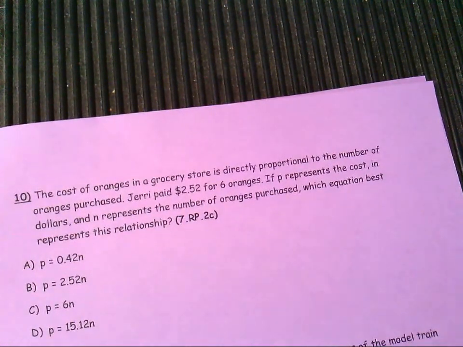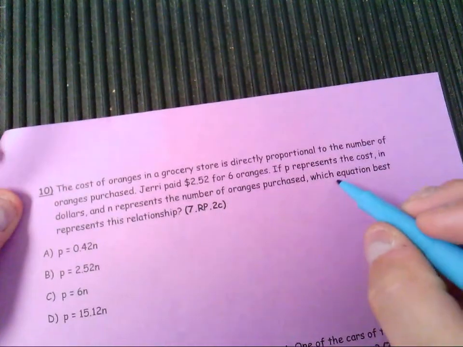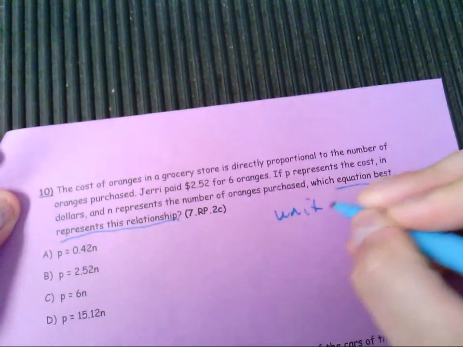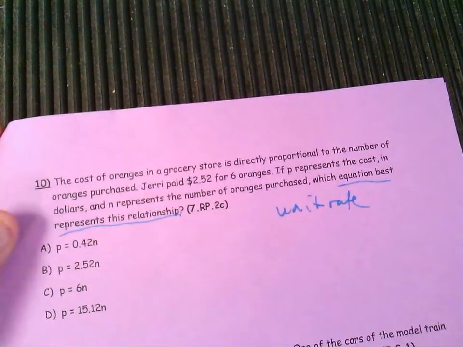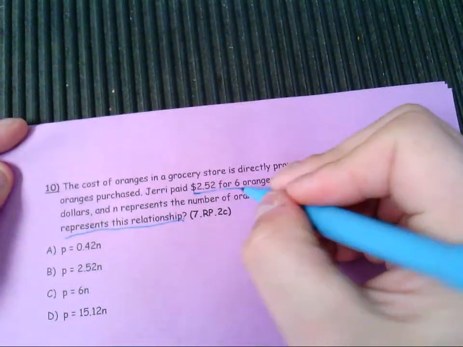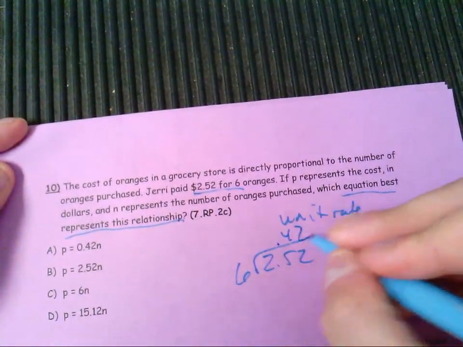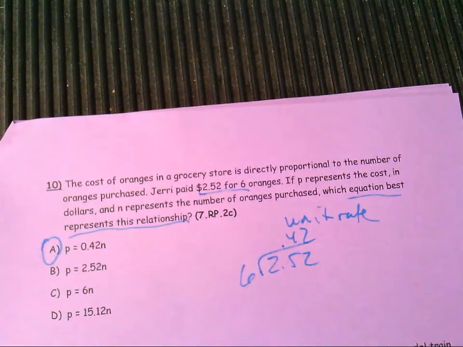Number 10, the cost of oranges. So which equation best represents this relationship? Well, let's put it this way. If you find the unit rate, you'll have your answer. Okay. $2.52 divided by 6 oranges is 42 cents per orange. So the answer is A. If you just find the unit rate, you'll have the answer you're looking for.